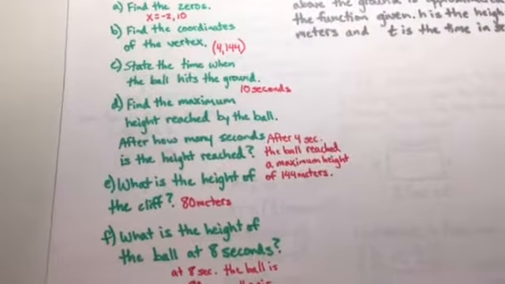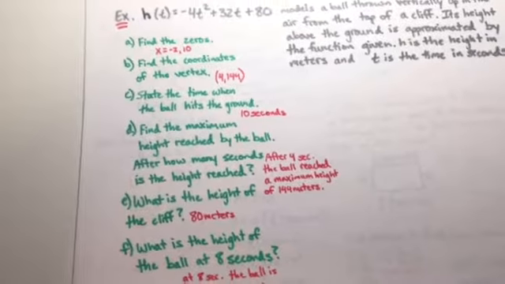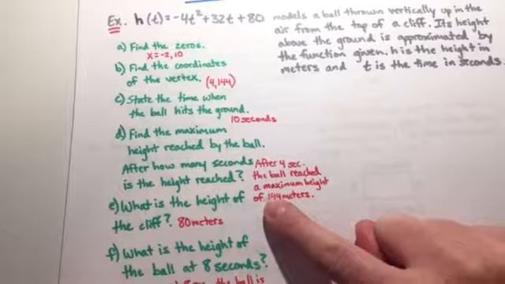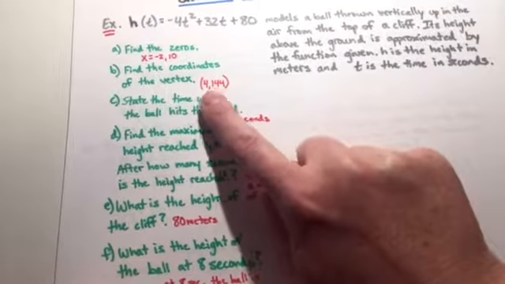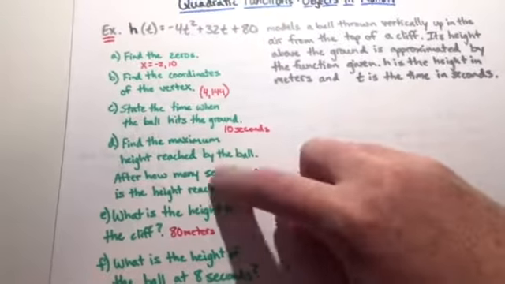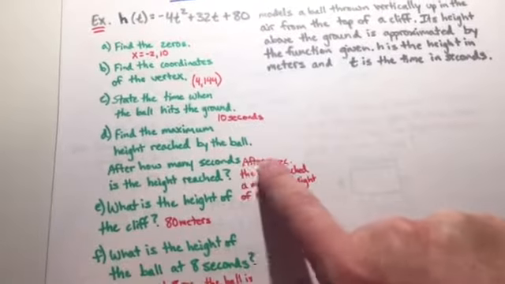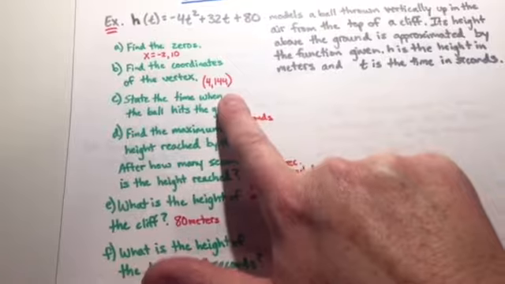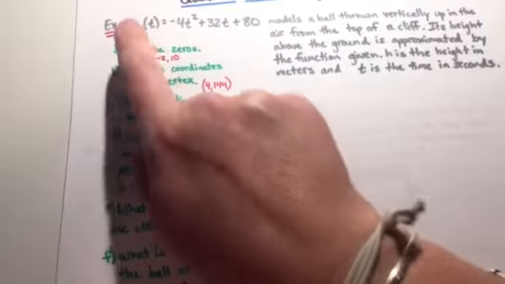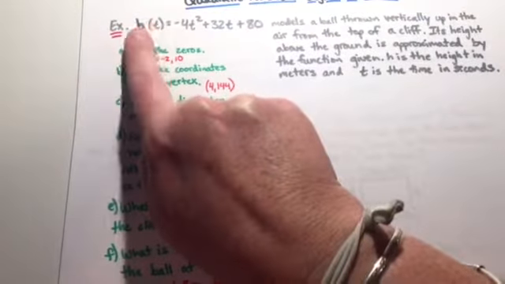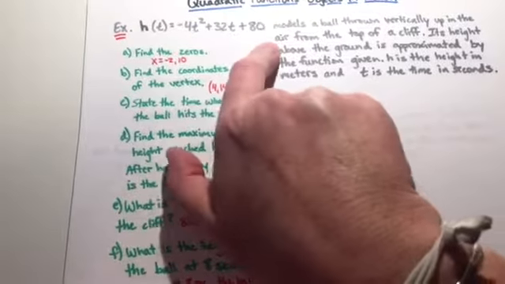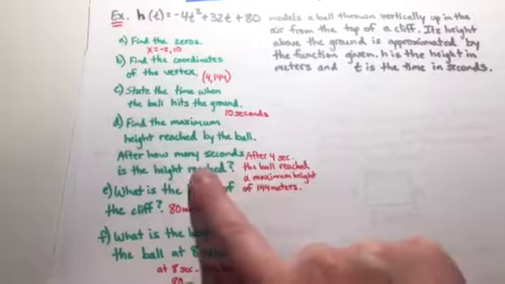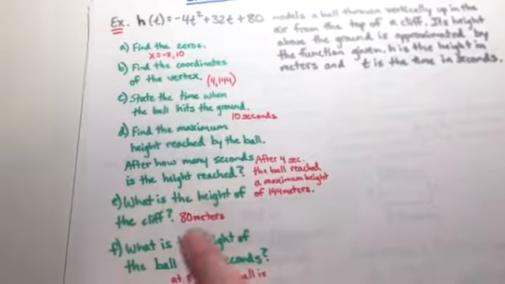And then it says find the maximum height reached by the ball, after how many seconds is that height reached. So that goes with the vertex also. That is what the vertex means in context. After 4 seconds have passed, the ball reaches a maximum height of 144 meters. Notice height as a function of time is your y value, time is your x value. So that's how we could easily interpret these two numbers to fit the answer to this question.